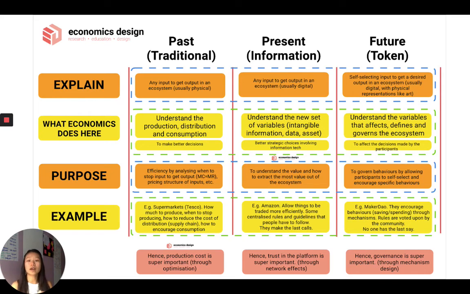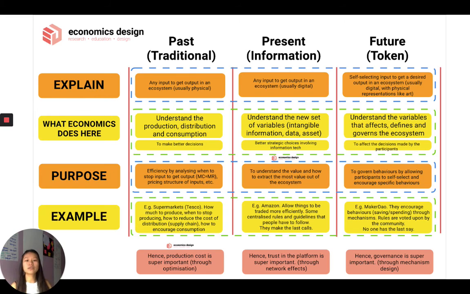And where does economics come in, with all of these different economics? The traditional one is to understand production, consumption, and distribution, because we want to make better choices. Okay? I want to stop producing if I produce and I make a loss. I want to stop producing when my cost equals my revenue.